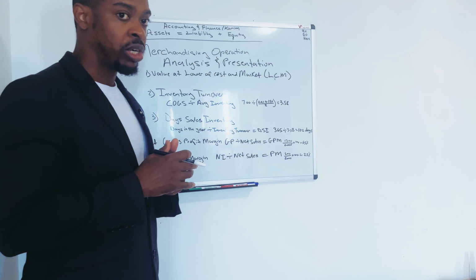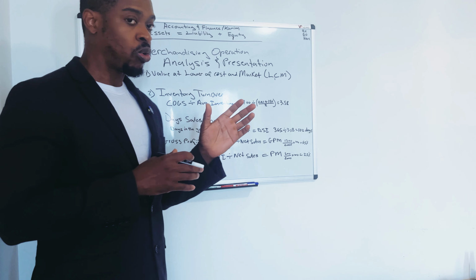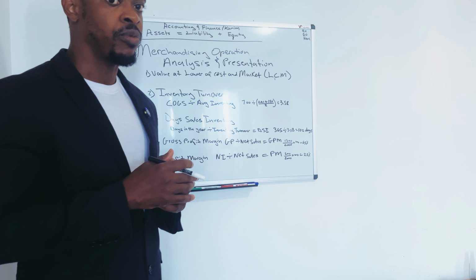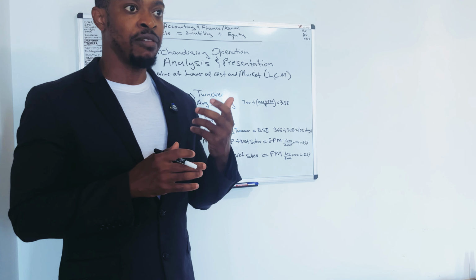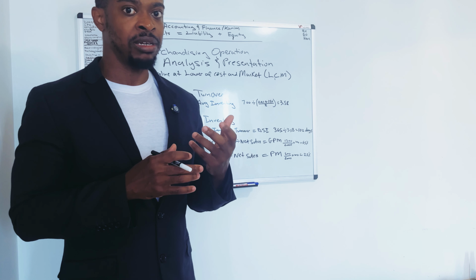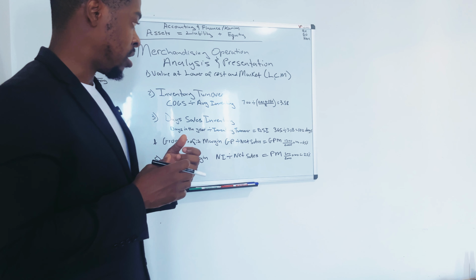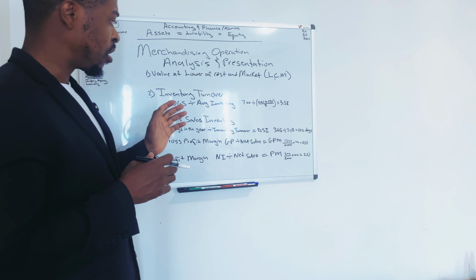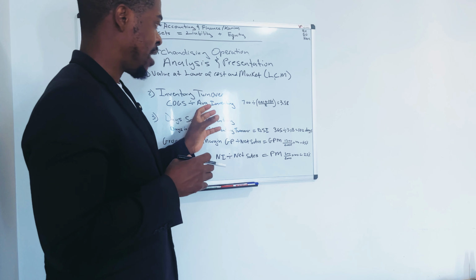So let's look at some ratios now. We have the inventory turnover. So the inventory turnover ratio is allowing us to see how efficient are we in handling our inventory, right? We're looking at efficiency here. So the ratio is the cost of goods sold divided by average inventory.